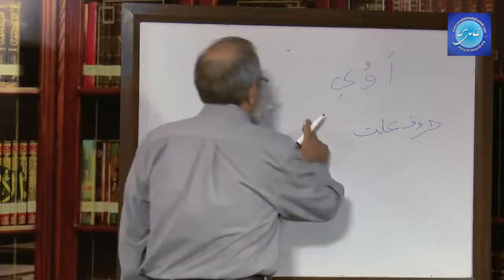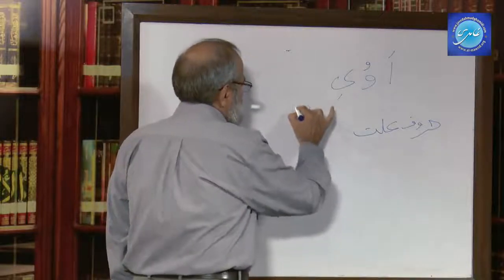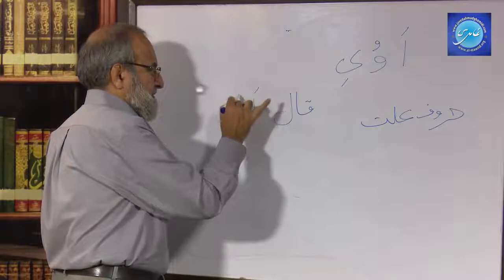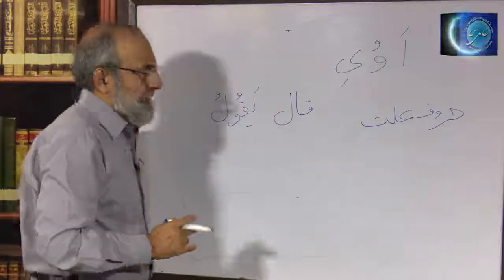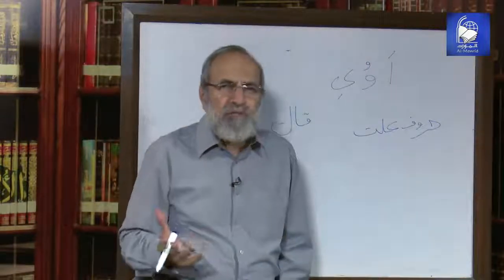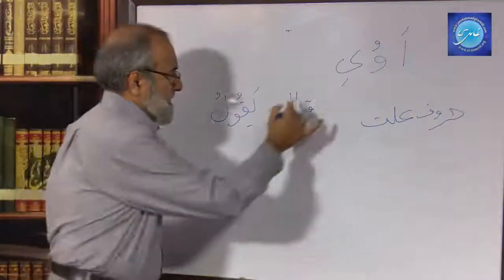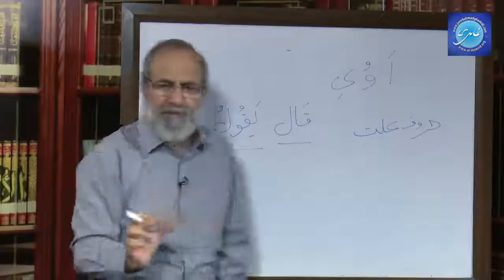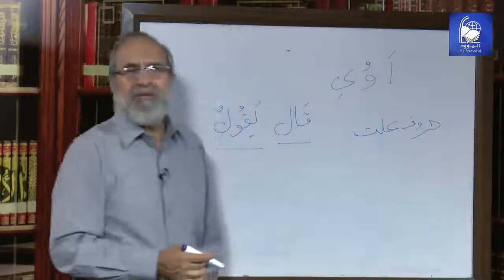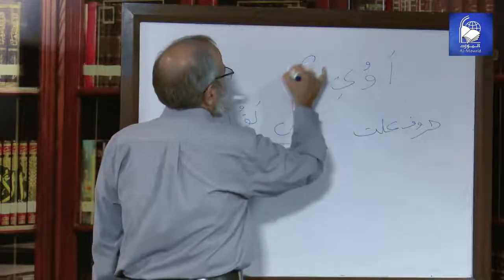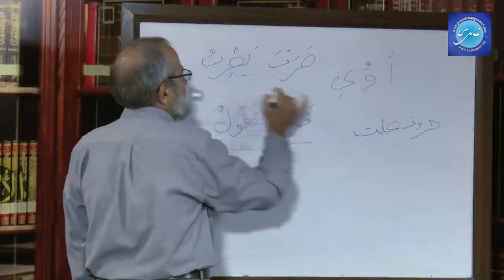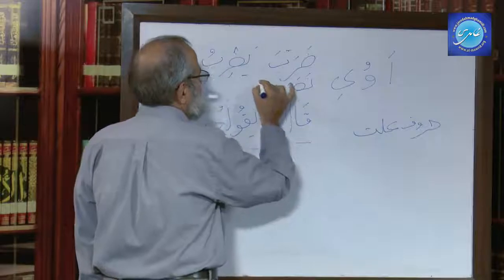Now, what I'm trying to say is that if you take a very famous verb, qala, and you see its mudari, yaqulu, going by the understanding that you've had as yet, you should ask yourself, what's going on? Why is this verb, the pair of past and present-future, mazi and mudari, looking the way it does? Why is it not following this pattern of daraba, yadribu, of nasara, yansuru? Why not?